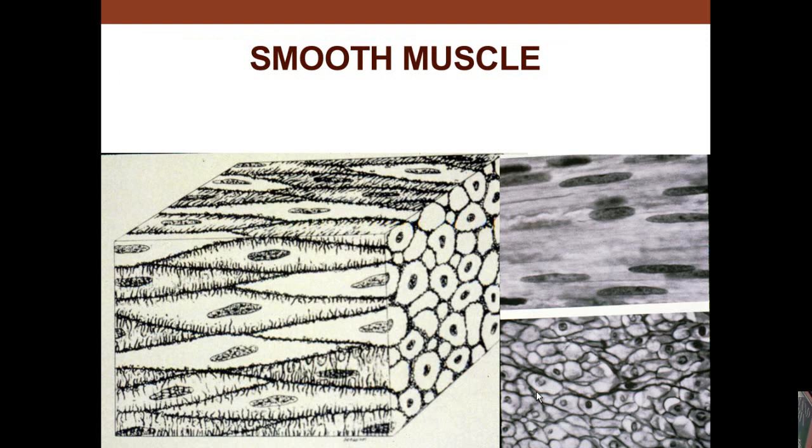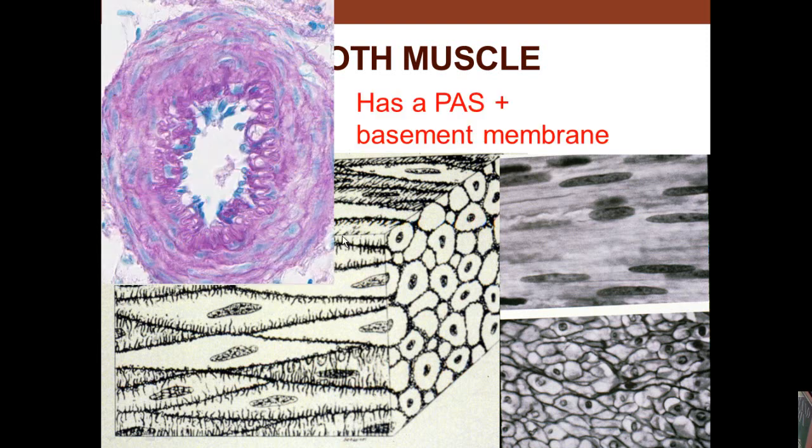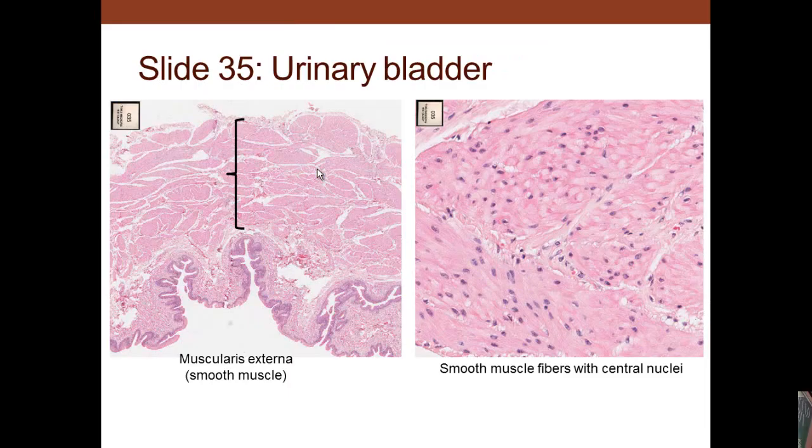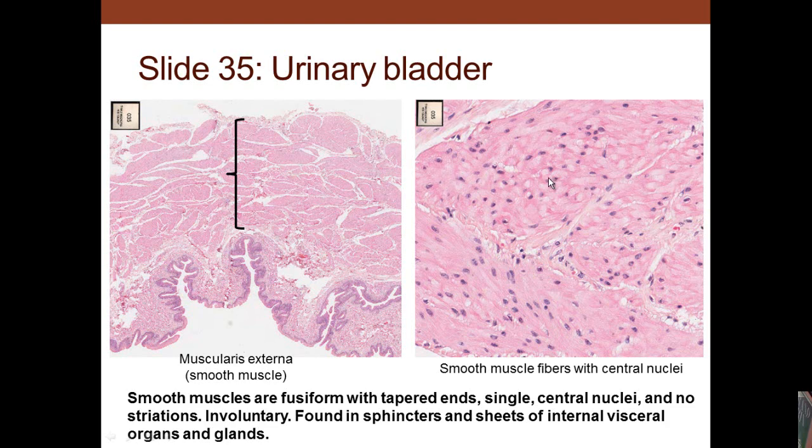Another type of muscle is smooth muscle. The cells are kind of cigar shaped. They're really tapered on the ends. The nucleus is in the center. And the basement membrane of smooth muscle is PAS positive staining. We find smooth muscle in the urinary bladder. We can see profiles of smooth muscle at higher magnification. You see individual cells of smooth muscle with the nucleus in the center of the cell.